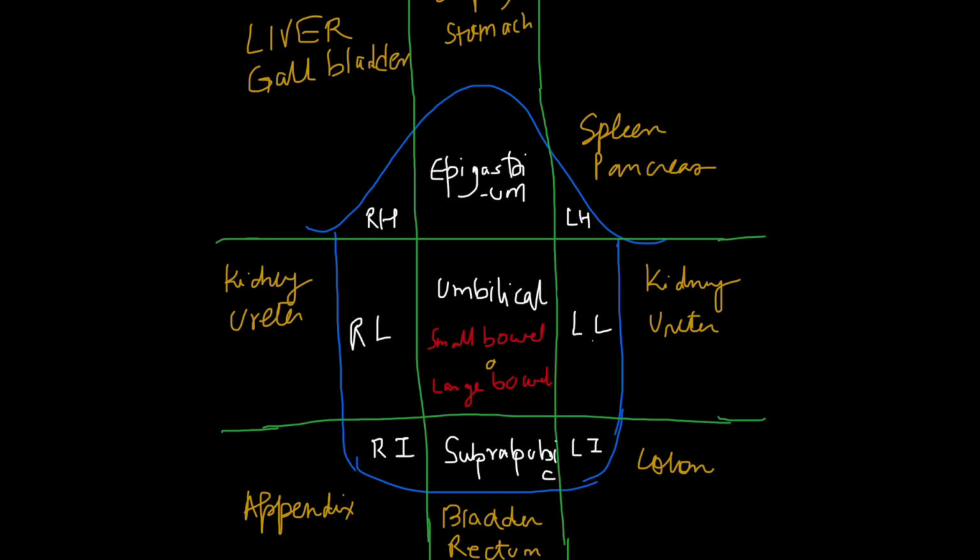Now coming to the right iliac region in which appendix is present, so acute appendicitis pain, pelvic inflammatory disease pain, and tuberculosis of the abdomen pain is caused here. In suprapubic region, bladder and rectum are present. So proctitis and cystitis pain. In left iliac region, colon is present. So pain of colitis, constipation and pelvic inflammatory disease pain is caused here.